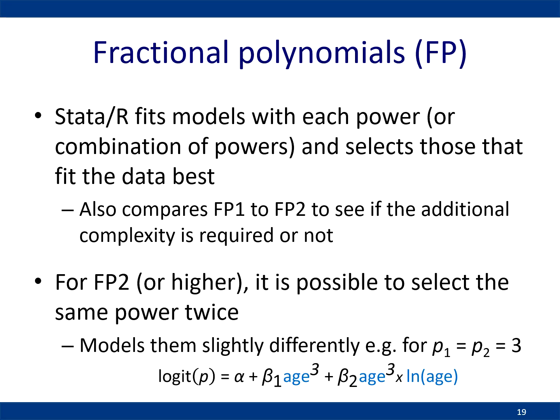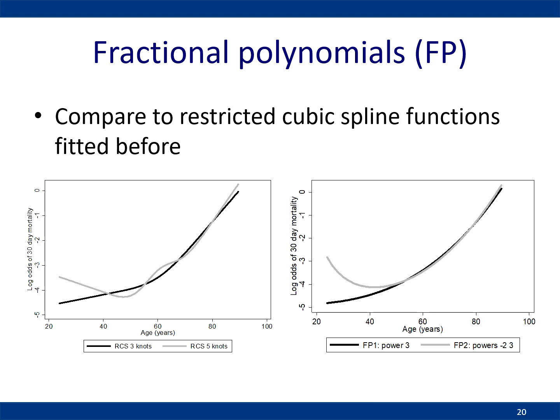But you might have considered that with FP2 or higher, it's possible to select the same power twice. So for example, with the example of age, if both the first power and the second power were selected to be cubic, well, it wouldn't make sense to just include age cubed twice. So what software does is include age cubed for the first term, and then for the second one, it will multiply it by log age.